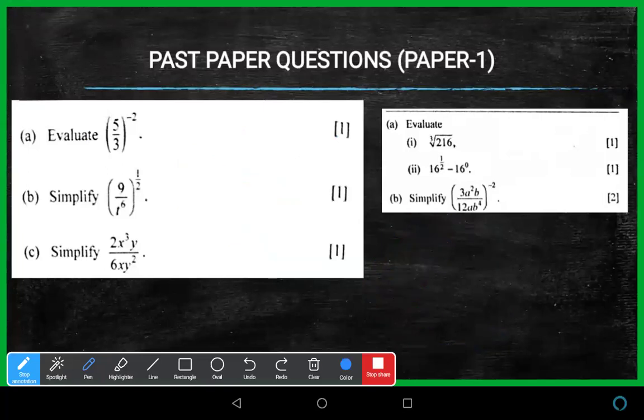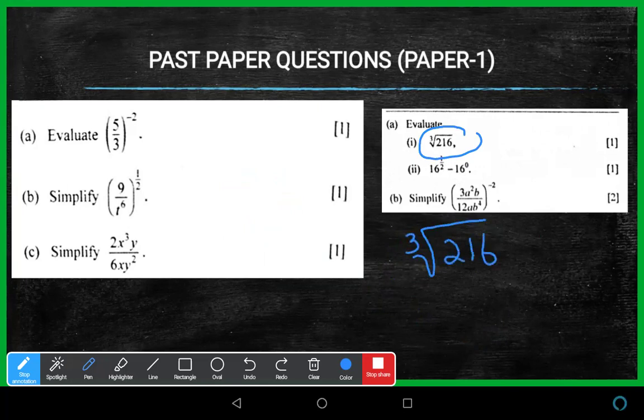Now, the cube root of 216. So we have to find which number's cube is 216. So the number is 6. The cube of 6 is 216. So the cube and cube root will cancel out and the answer will be 6. Okay, I hope everything is clear in this question.